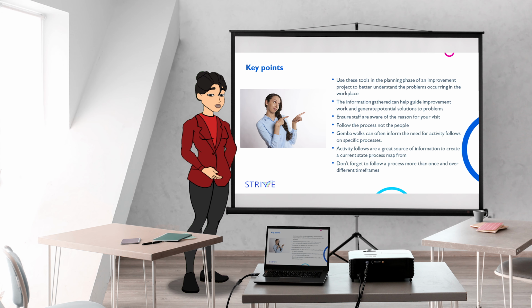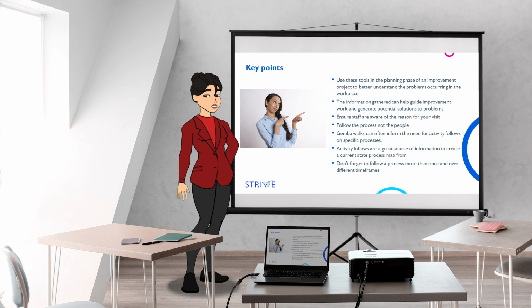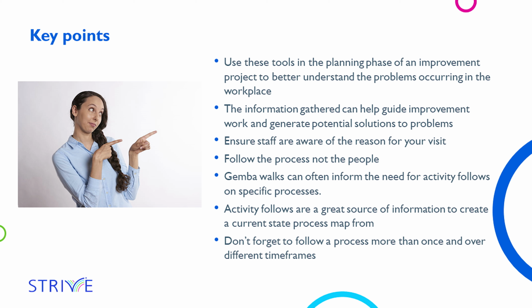To summarise, you should use these tools in the planning phase of an improvement project to better understand the problems occurring in the workplace. The information gathered can help guide improvement work and generate potential solutions to problems. Ensure staff are aware of the reasons for your visit. If they are not, this may create anxiety. Follow the process, not the people. The biggest opportunity for improvement is in our processes.